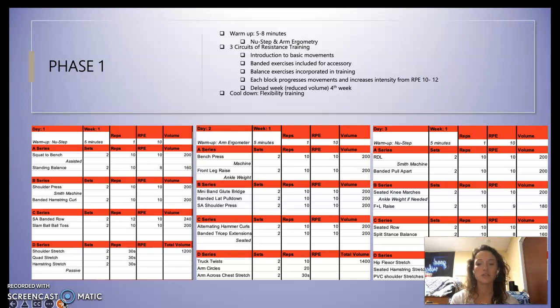And then I would eventually develop that into standing on an Airex pad or single leg standing, and then single leg standing on an Airex pad. All things that are going to continue to push him to become more optimal in that proprioception and help him be able to stabilize himself whenever he's standing.